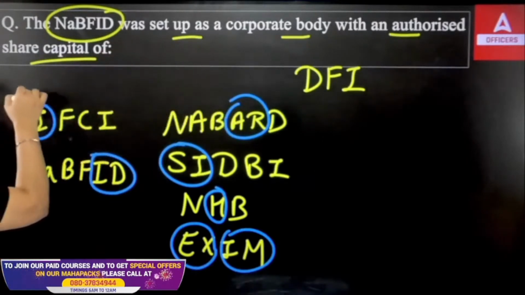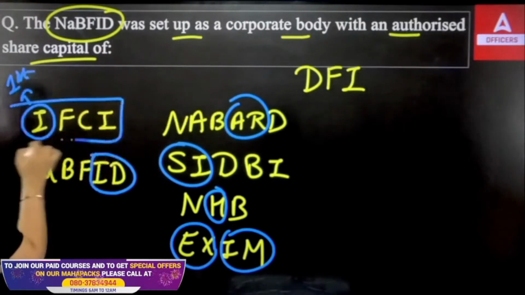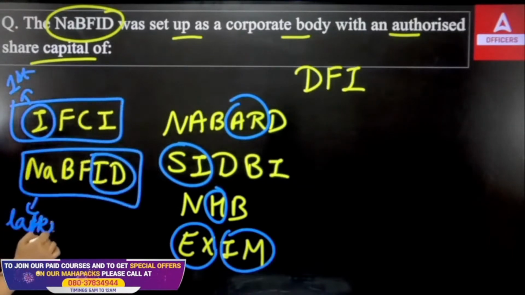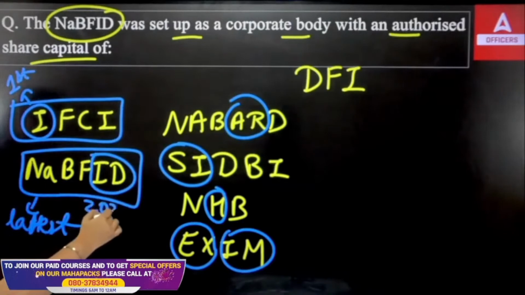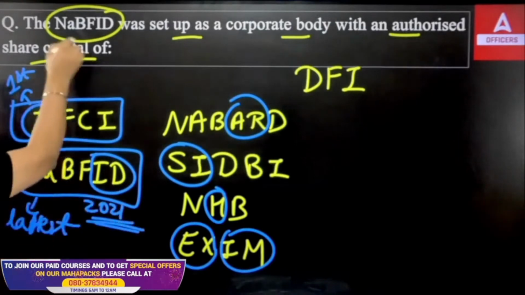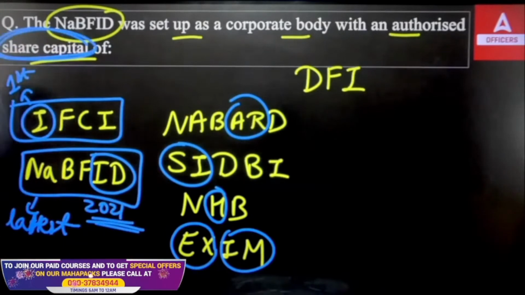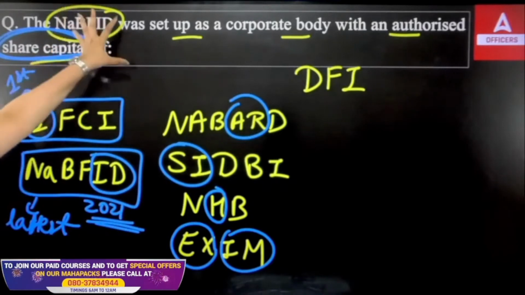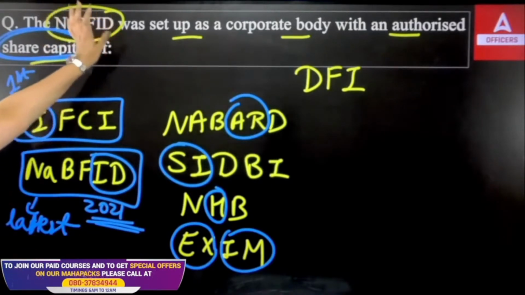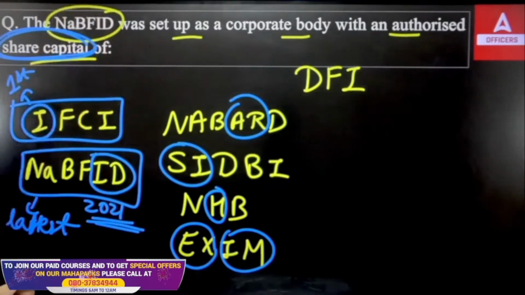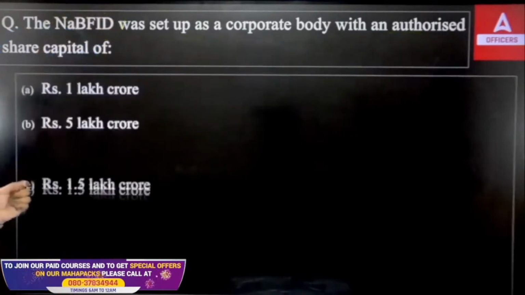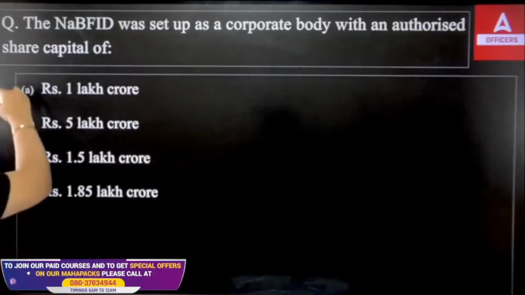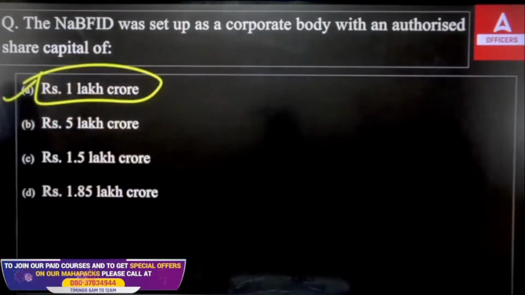Now the first development financial institution was IFCI, and the latest development financial institution is NABFID. NABFID was established in the year 2021. So what was the authorized share capital when NABFID was established? The same question I have put here was also a question in the May 2023 paper. So which of the following will be the right option? 1 lakh crore, 5 lakh crore, 1.5, or 1.85. So the right answer is 1 lakh crore. The 1 lakh crore was the authorized share capital of NABFID.